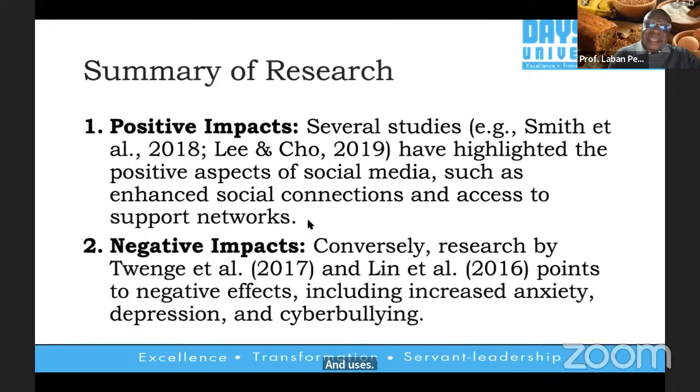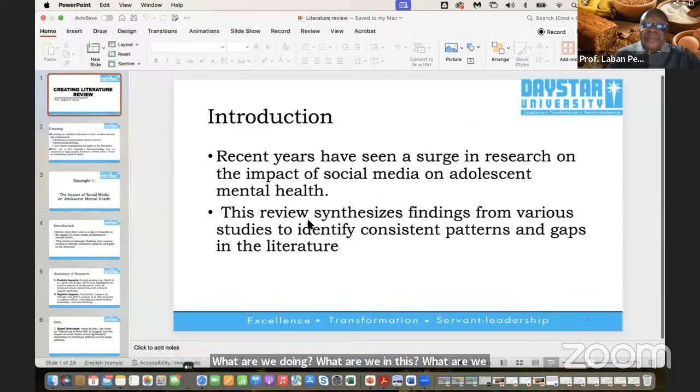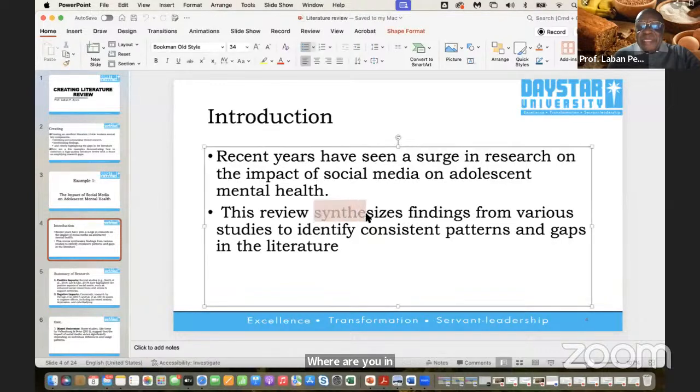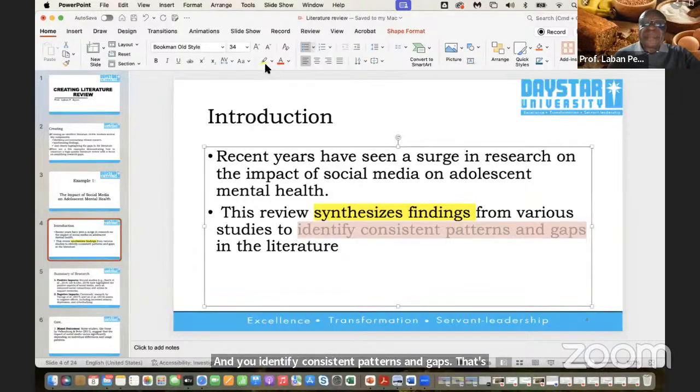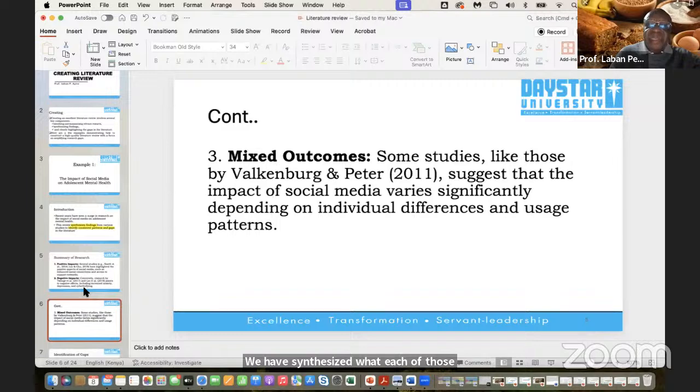What are we doing here? We are reviewing, but the purpose is this: you synthesize the findings and you identify consistent patterns and gaps. That's what you are doing. And you can see we have synthesized what each of those studies found, whether it is in positive impacts, negative impacts, or mixed outcomes.